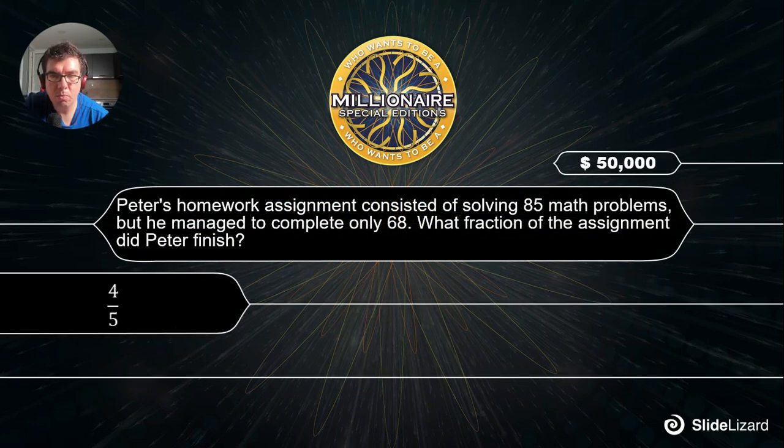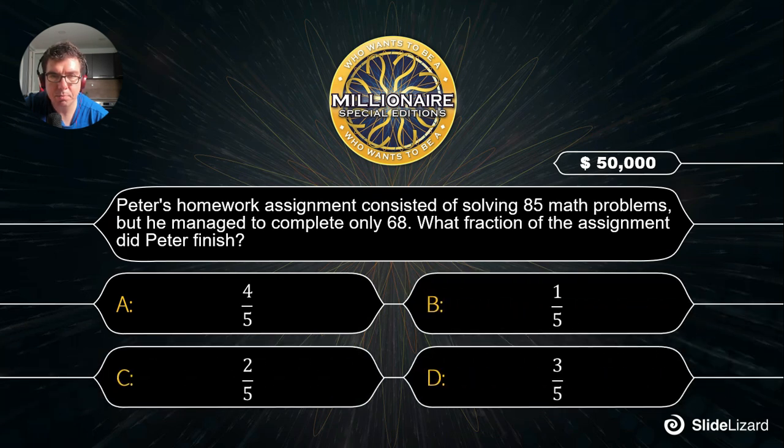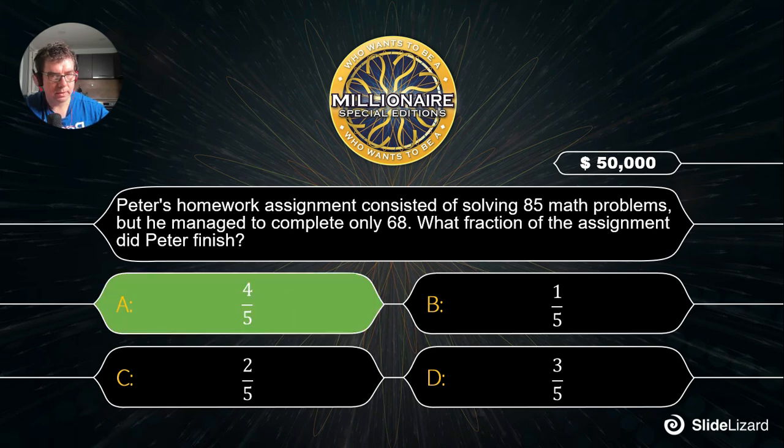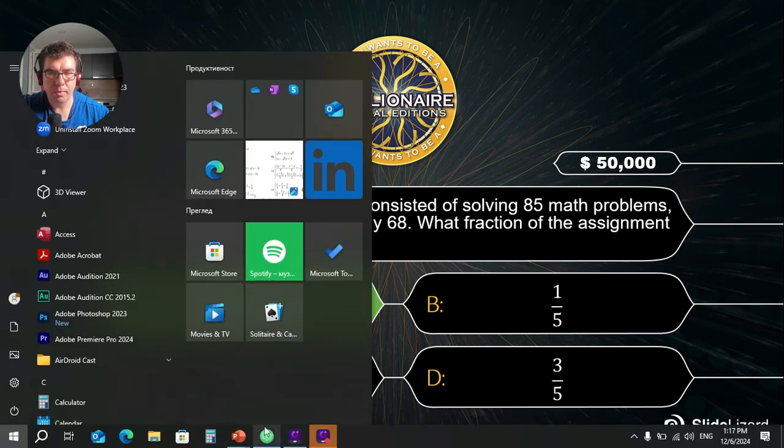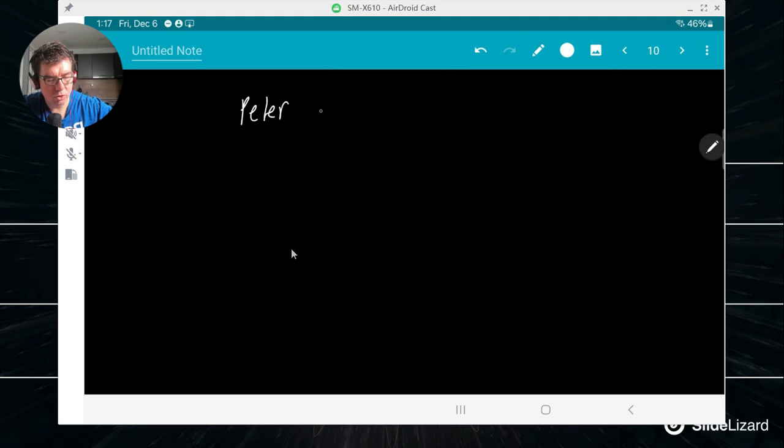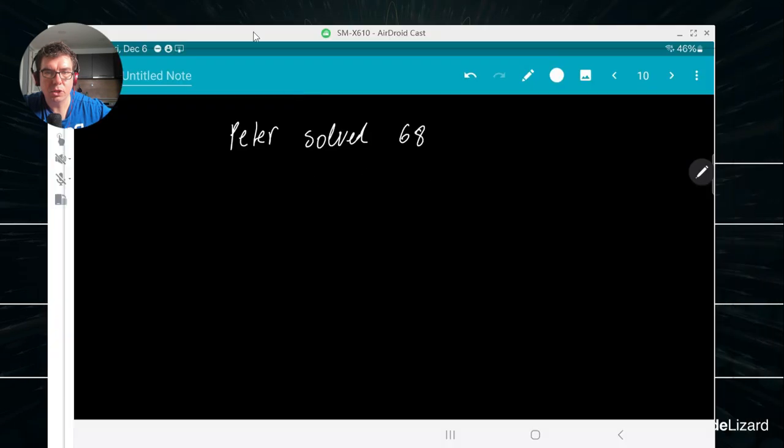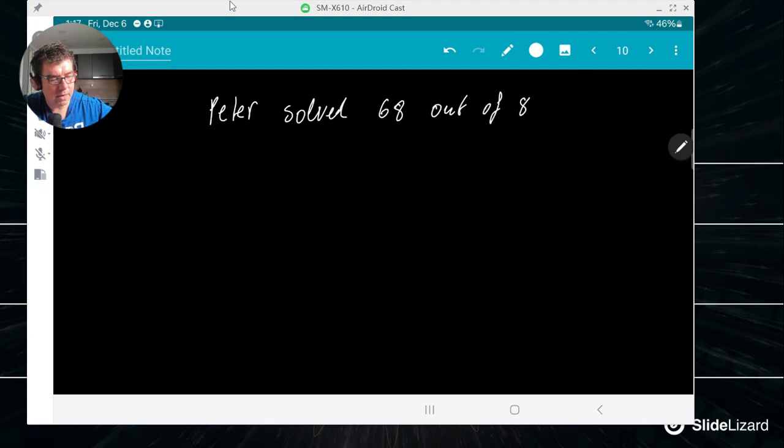Okay. Peter's homework assignment consisted of solving 85 math problems, but he managed to complete only 68. What fraction of the assignment did Peter finish? Is it 4/5, 1/5, 2/5, or 3/5? Okay, and the answer is 4/5, right? So Peter solved 68, right? Was it 68? Yes, he solved 68 out of 85.